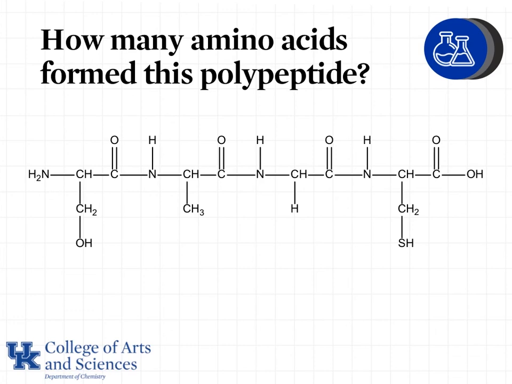How many amino acids formed this polypeptide? To identify this, we want to look for our backbone, the NCC pattern. So we have NCC. There's one. NCC. There's another one. NCC. And another one. NCC. So we have 1, 2, 3, 4 amino acids that make up this polypeptide.